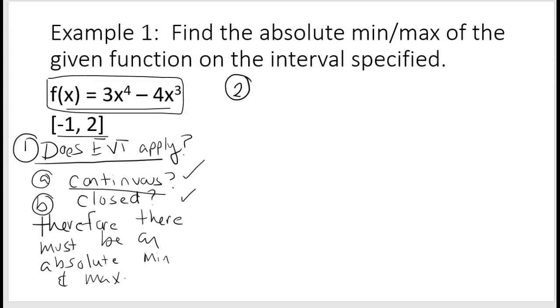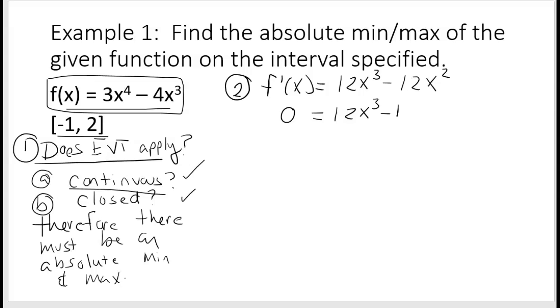what I'm going to do is find the derivative. So the derivative of this function would be 12x cubed minus 12x squared. Now, I want to find where this function equals 0. So I'm going to solve for x if I set that function equal to 0.